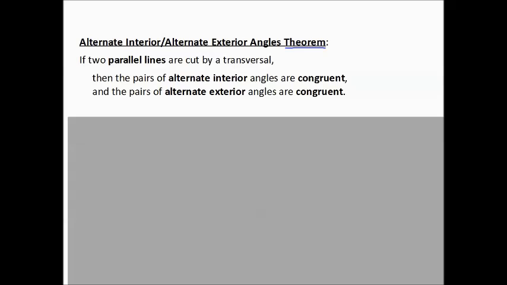So starting just like the last one, if two parallel lines are cut by a transversal, that's the whole idea today. Parallel lines is what we start with. We must have parallel lines for any of this to be true. If we have parallel lines, then the pairs of alternate interior angles are congruent. The pairs of alternate exterior angles are congruent. Let's take a look at an example.